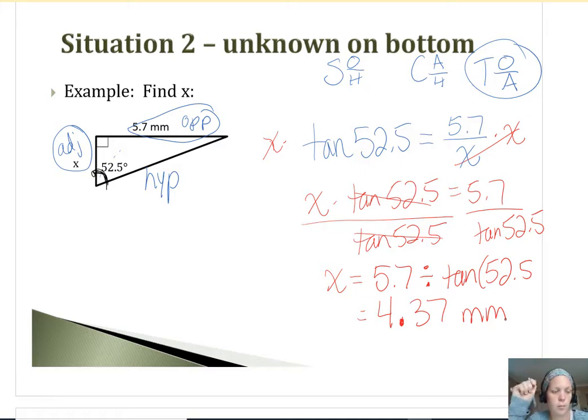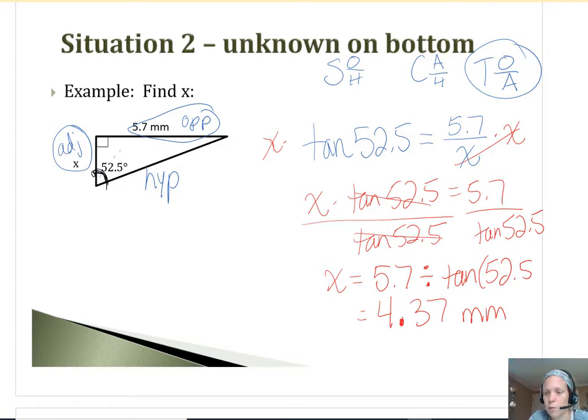Okay, now if I look at the triangle, that seems about right. The angle across from x is a little less than 52.5, so the side across from it should be a little less. So that looks reasonable. Okay, so notice, and it's really important with these division ones, you have to put the side in first. It has to be 5.7 and then divided by the trig part.